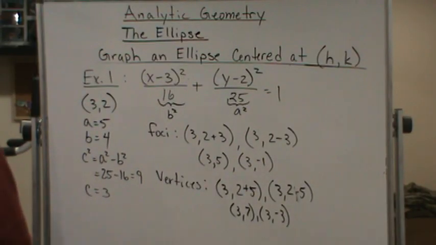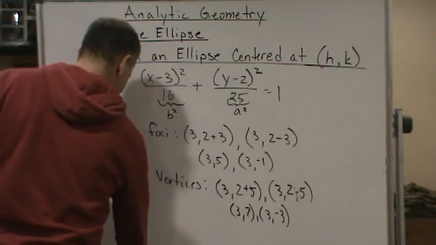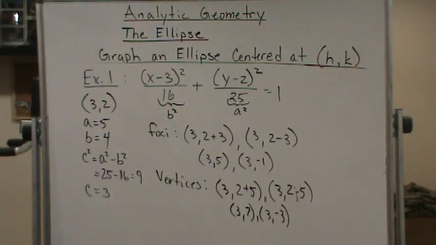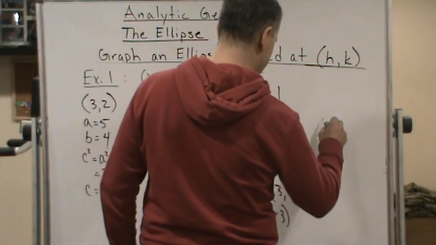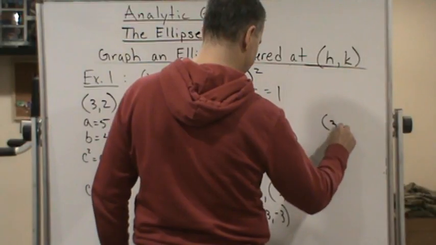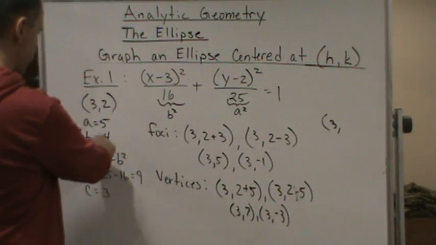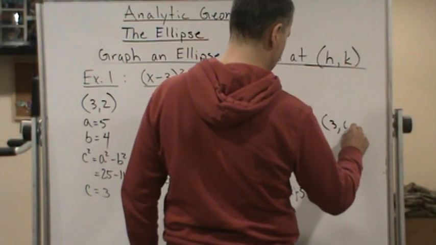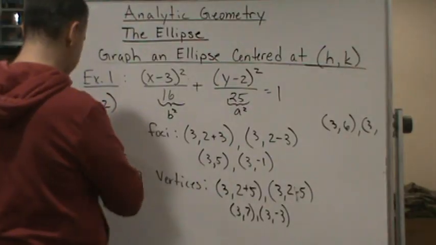And then what about the endpoints for the minor axis? Okay, that's going to involve b, which is 4. So that means the endpoints for our minor axis is going to be what? 3. In this case, it's going to be 2 plus or minus 4. So it's going to be 3 comma 6 and 3, and then 2 minus 4 is -2.